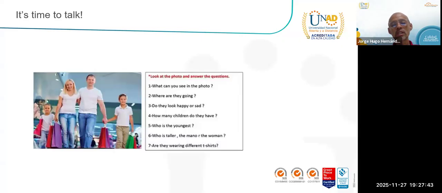Number 6, who is taller? Okay, the man or the woman. You can make comparisons taking into account the appearance of them. Taller than, shorter than, who is the tallest, who is the youngest, who is the oldest. You can say too many things. And number 7, are they wearing different t-shirts? So you can talk about the appearance. You can talk about what clothes they are wearing, okay?